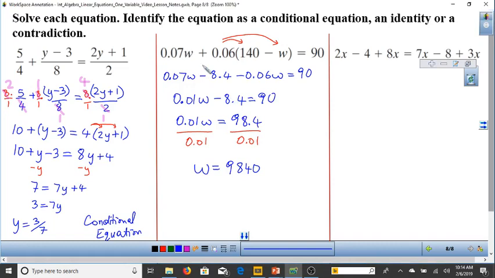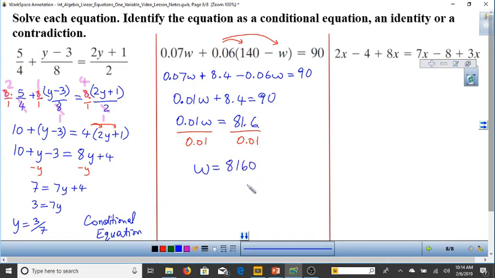I made an error in my plus here. So it is important to make sure that you pay attention to your signs, because right there I made an error. Instead of having a plus, I should have had a minus. So we have 90 minus 8.4, and that should be 81.6. And now when I divide, I should get 8,160. And then we can check that.